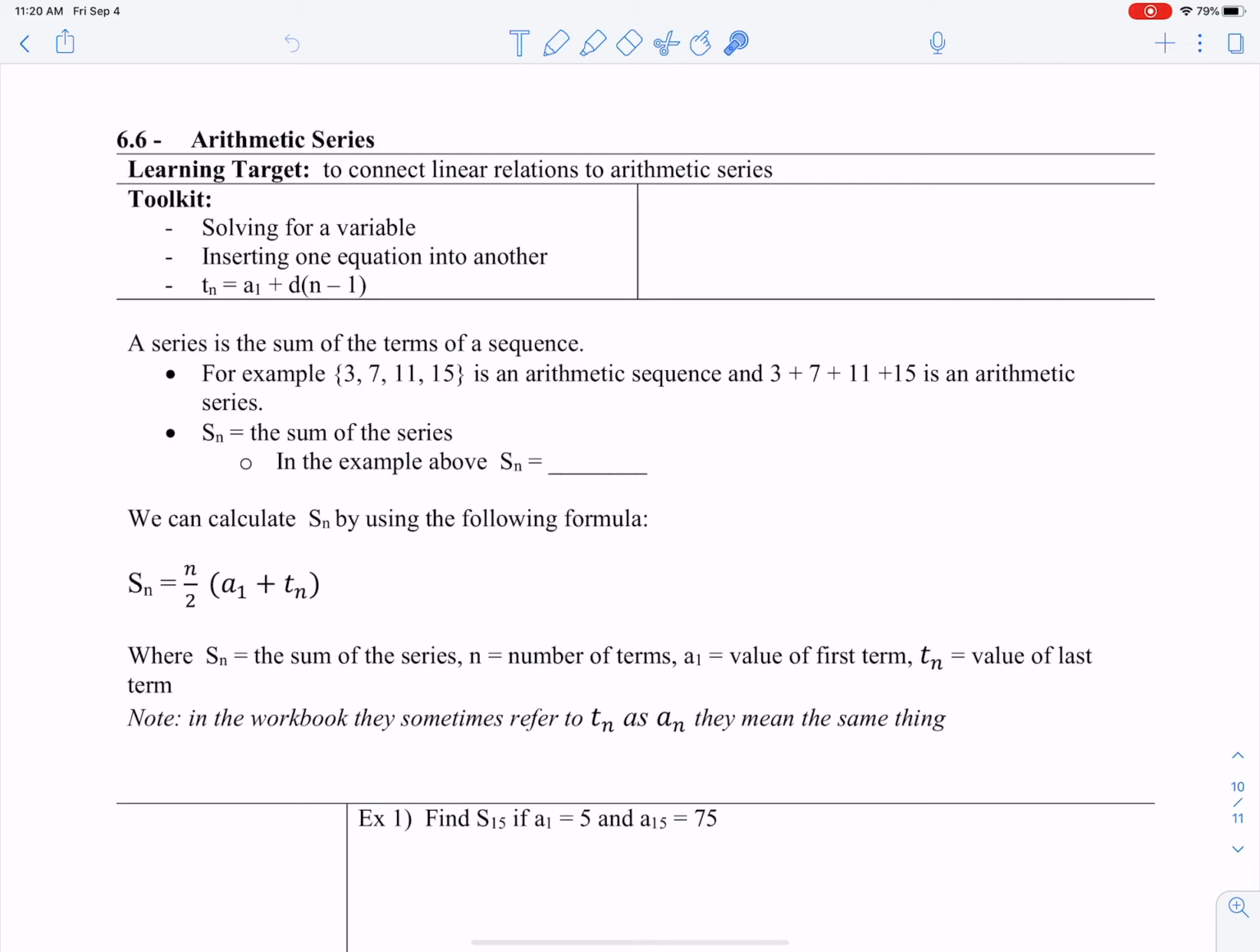So here we have a sequence, 3, 7, 11, 15. If we want to talk about this as a series, all we need to do is add these numbers up. So we would add 3 and 7 and 11 and 15, and the total of those numbers would be 36. So we are introducing a new term now, Sn, and it's the sum of a series. So we added all those numbers together.